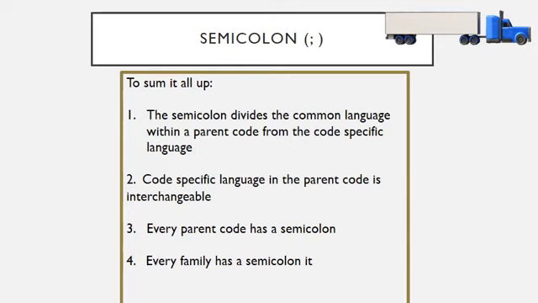Okay, let's sum up this semicolon. The semicolon divides the common language portion within a parent code from the specific language. So it divides it. The code specific language in the parent code is interchangeable. Every parent code has a semicolon, and every family has a semicolon in it. Got it? I know you do.